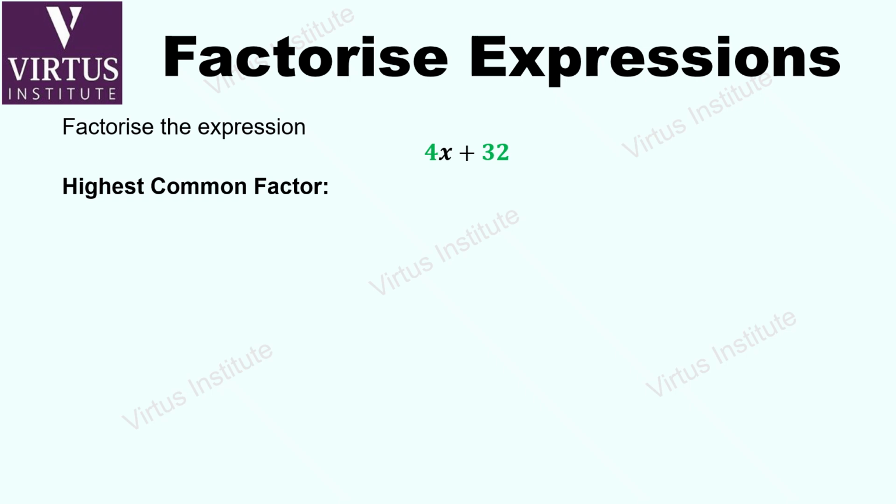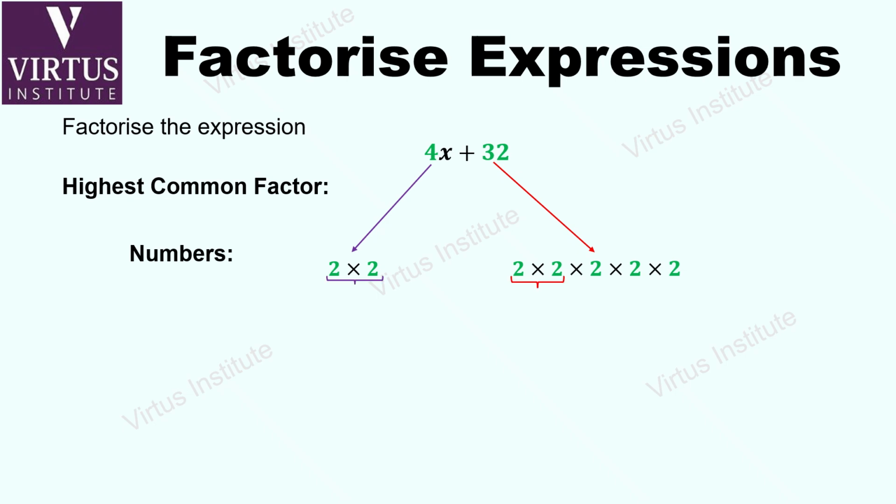To find the highest common factor, break the numbers into factors. 4 is the product of two 2's, and 32 is the product of five 2's. The largest number that goes into both 4 and 32 is 4. So the highest common factor is 4. Now, write 4 outside the bracket.